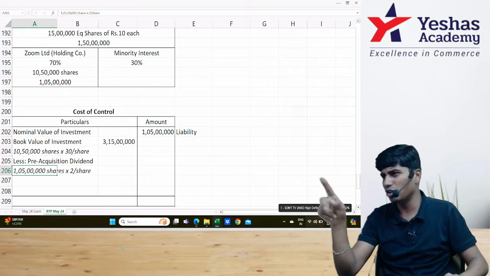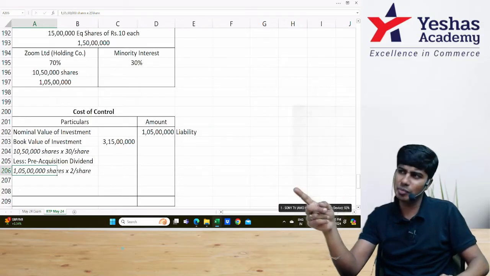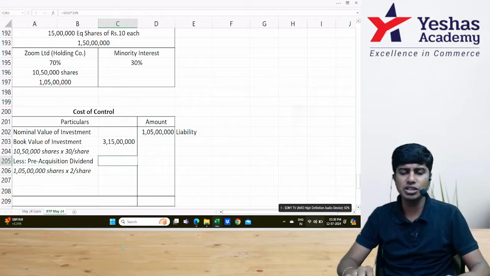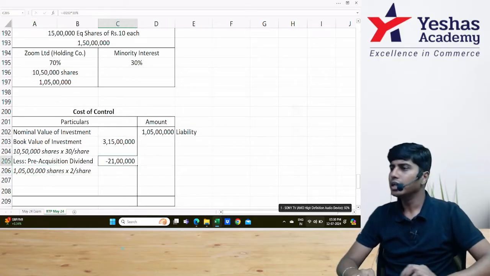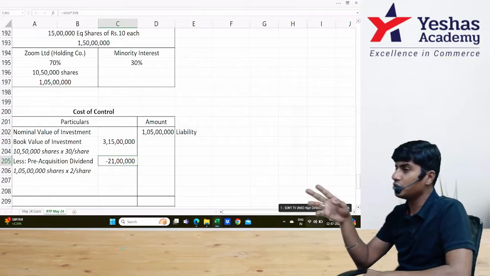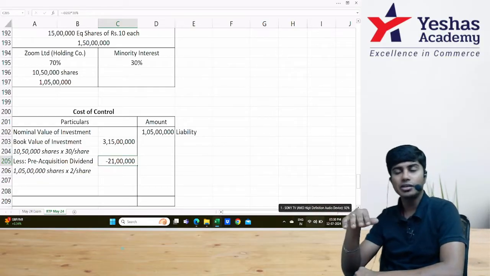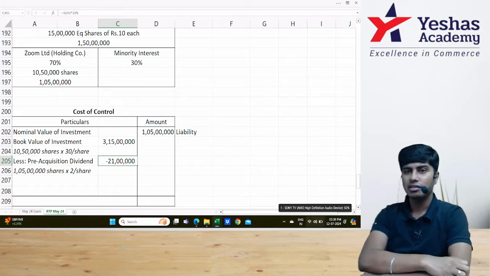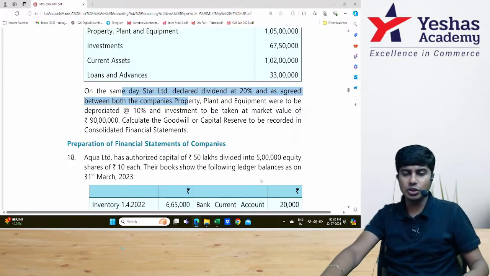Each share, 2 rupees dividend. Nominal value 10, dividend rate 20%. For each share, how much dividend do we get? 2 rupees. For 10 lakh 50,000 shares, how much do we get? 21 lakh has to be deducted. Now, please don't deduct 3 crore 15 minus 21 and write it in the outer column. Wait. Why? We need to still adjust pre-acquisition reserves if any. Am I right? Continue the question.